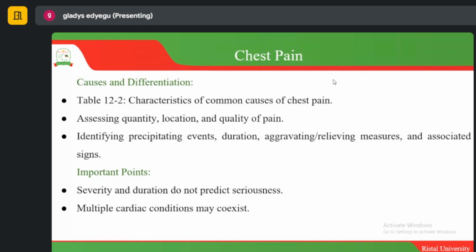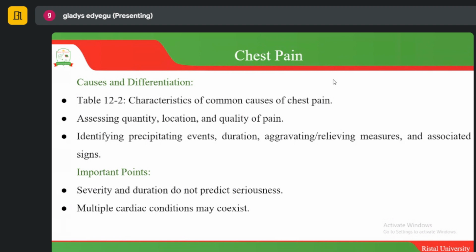Then multiple cardiac conditions may coexist. So you have also to know that when you identify one of these conditions, you may realize that there is another one. So when you get a patient who has a cardiac condition, you may want to know what could be the cause of this cardiac condition. This patient might be having hypertension, some of them might be having diabetes, and some of them might be having other congenital abnormalities.